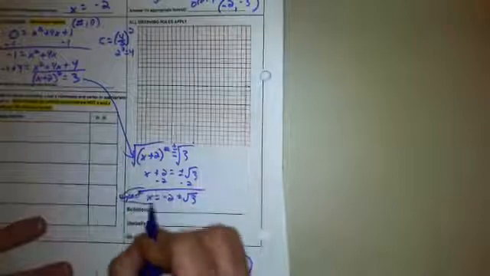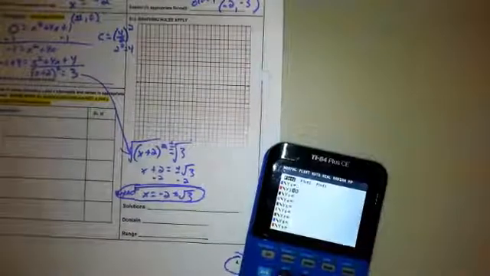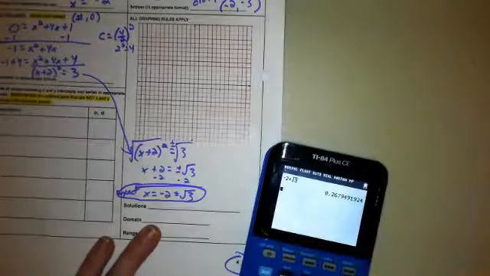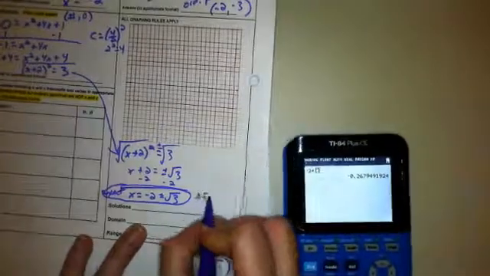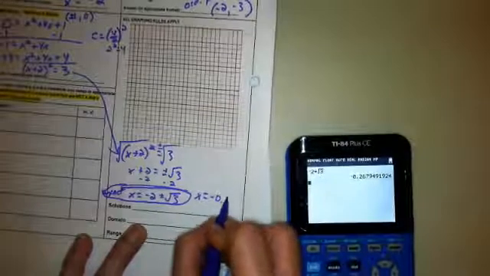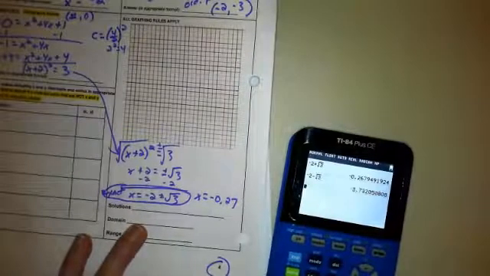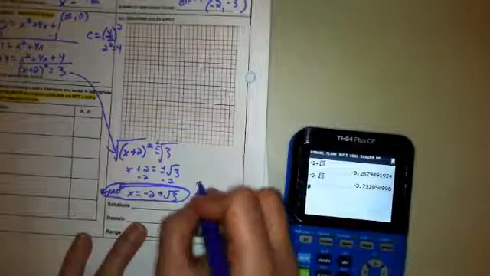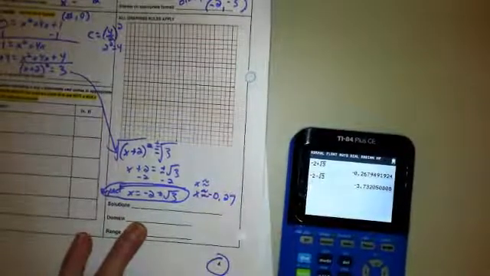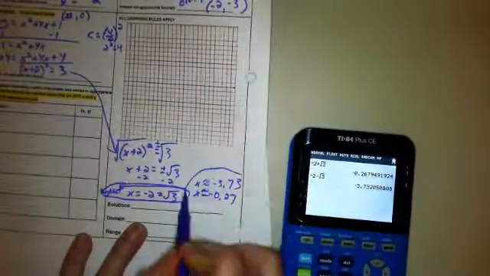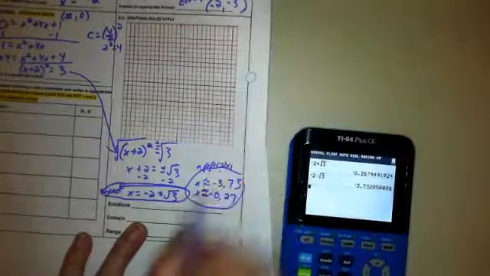So that's my exact: x = -2 ± √3. My approximate, you're going to need your graphing calculator. Let's do -2 + √3. That gives me x = -0.27. And we can also do -2 - √3, and we're going to get x = -3.73. These are approximate. So those are my approximate values, and those are going to be my x-intercepts.